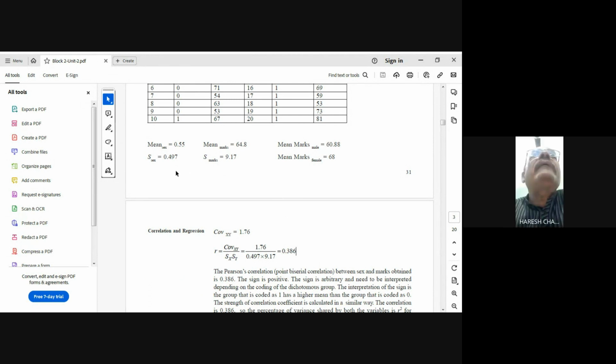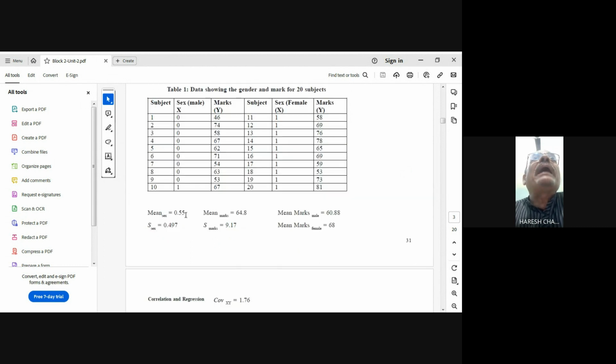0.55 will be subtracted from all this, then it will be squared. That is sigma x square, the deviation of scores minus mean, small x square. Sigma x square by n, or if it is less than 10, n minus 1, and square root.